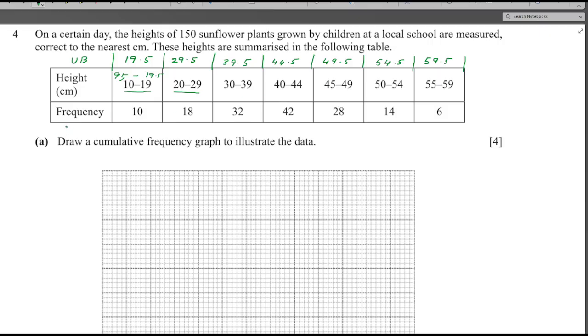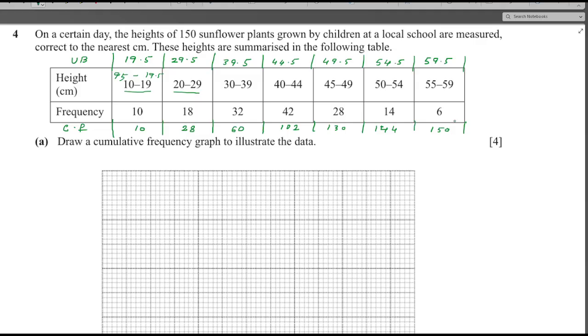And yes, we need to find the cumulative frequency. The first value will remain 10. Then I add 18 to 10, so it becomes 28. Then 28 plus 32 is 60. Then 60 plus 42 is 102. Then this will become 130, then 144, and last it will become 150.